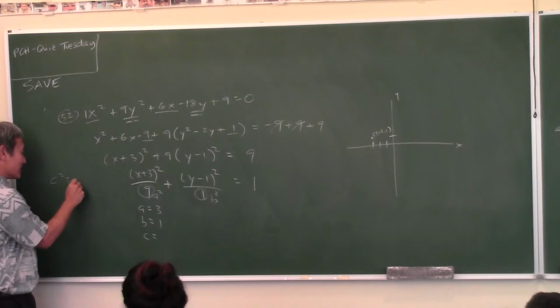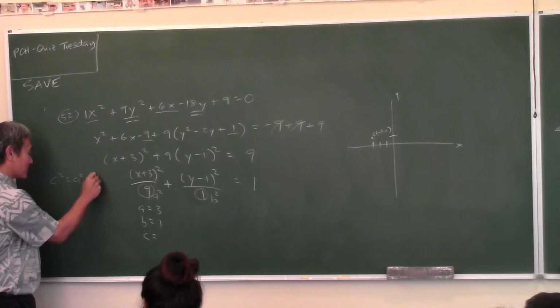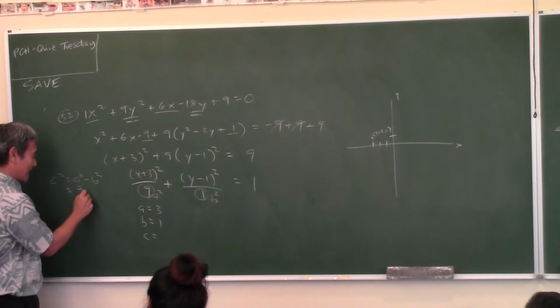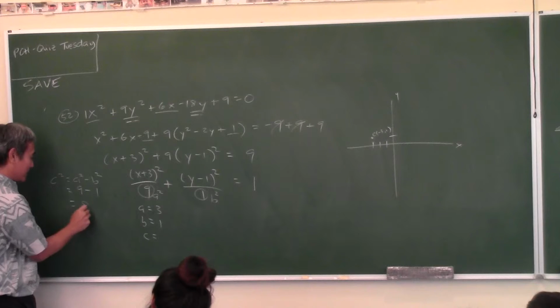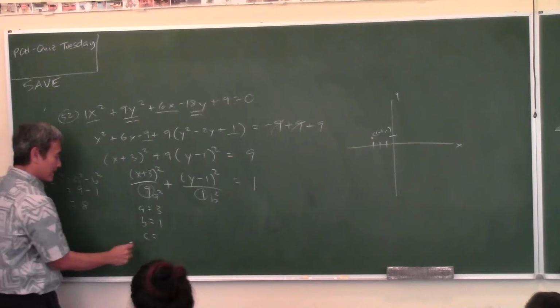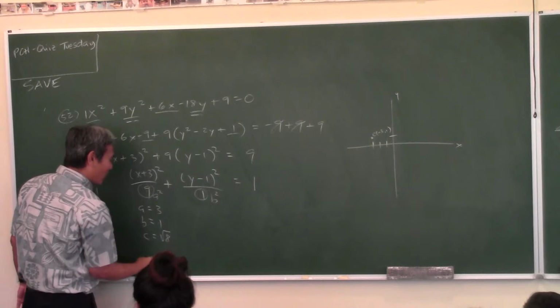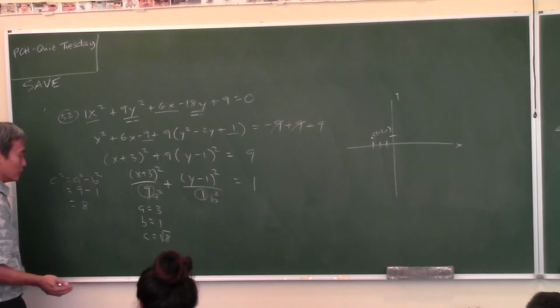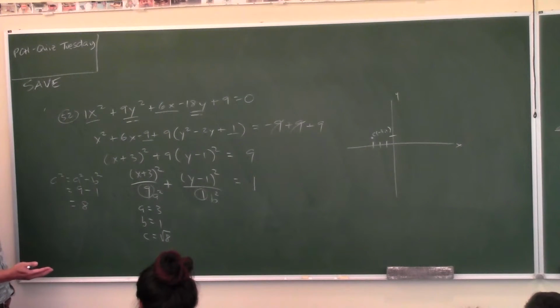C squared is equal to a squared minus b squared. So that would be 9 minus 1, which is 8. So if c squared is 8, what is c? Square root of 8. Or if you want to simplify it, 2 root 2. But I think square root of 8 is more useful because that's 2 point something, right?